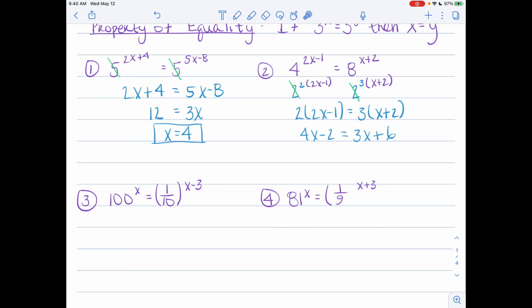And now let's solve. I'm going to move 3x over here. When I subtract 3x, I'm going to be left with x. I want to take the negative 2 and move it to this side. When I add 2 to both sides, I'm going to get 6 plus 2, or 8.